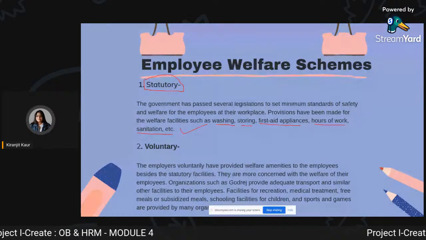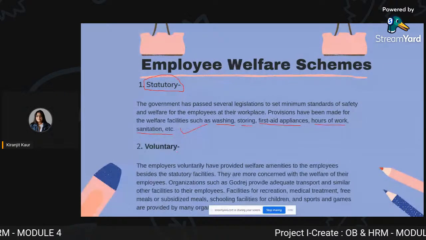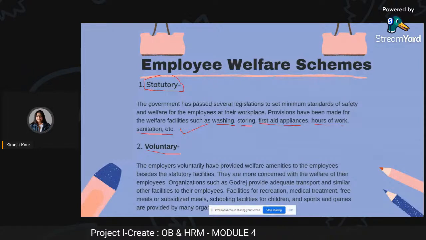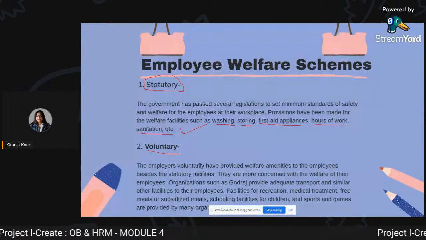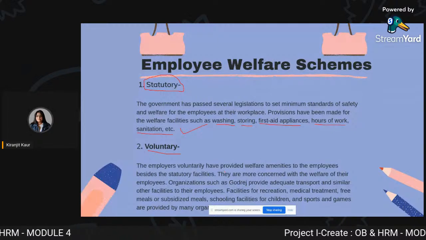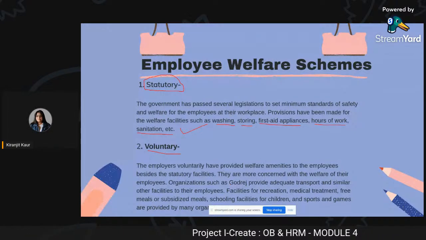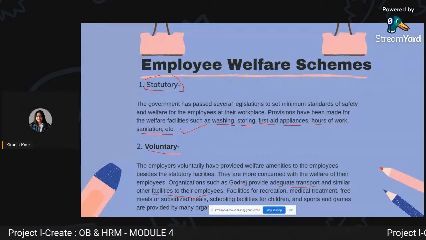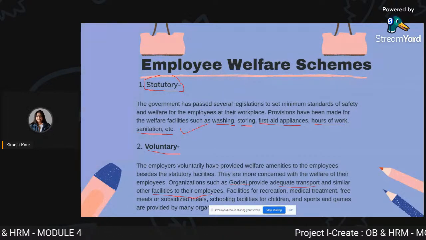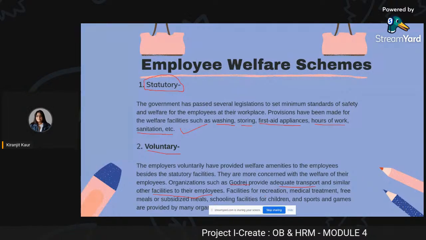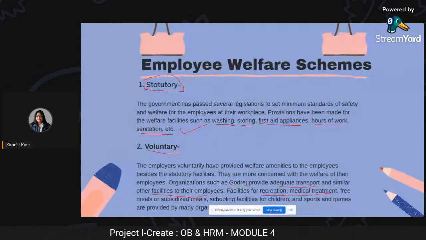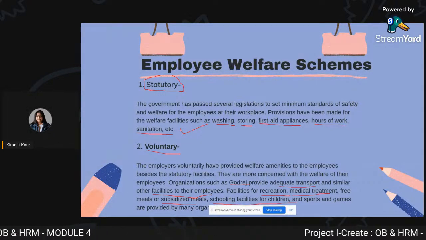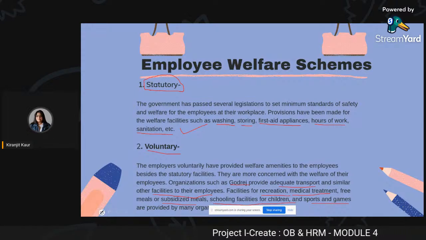And then there are some voluntary facilities. Voluntary facilities are not necessary, but are provided by the organization by their choice, like they volunteer for these kinds of schemes. If we go deeper, the Godrej company provides adequate transport facility and other facilities to their employees voluntarily, to make the employees more satisfied and motivated. They also provide facilities like recreation, medical treatment, free meals, subsidized meals, schooling facilities for children, and sports and games, which are provided by many organizations.